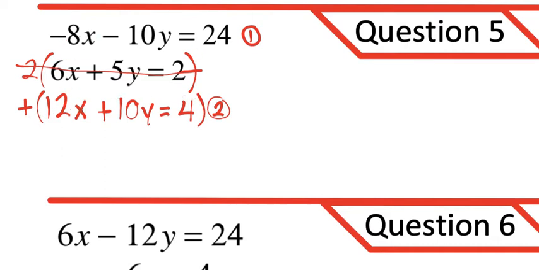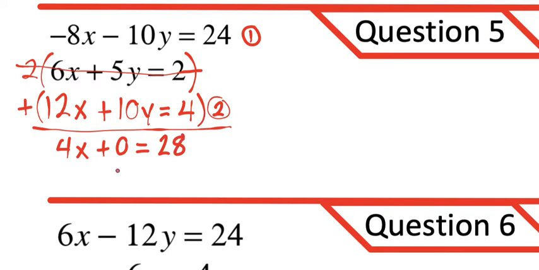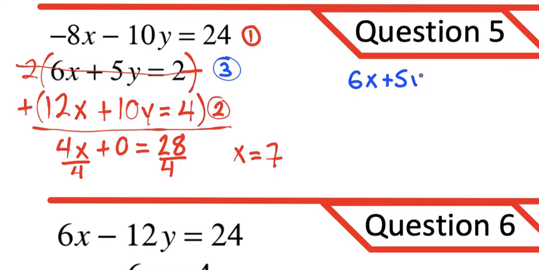Negative 8x plus 12x is going to be 4x. Negative 10y plus 10y is 0. And then 24 plus 4 is going to be 28. In order to get x by itself, we divide each side by 4, and we'll get that x equals 7. We can use this and plug it back in to equation number 1, or the original equation here. We'll actually use this original equation. I'll call it equation number 3, where we have 6x plus 5y equals 2.